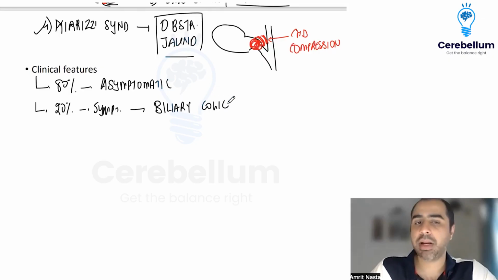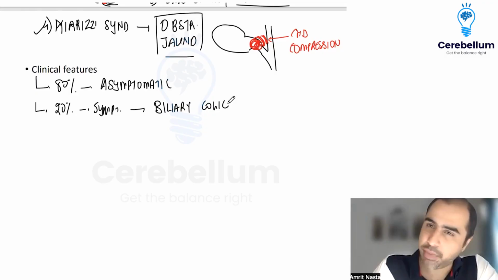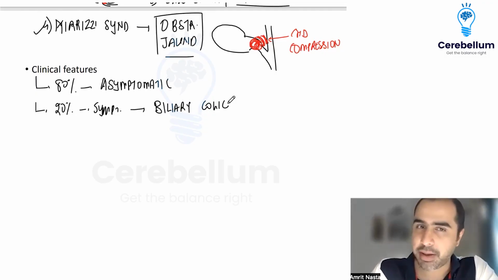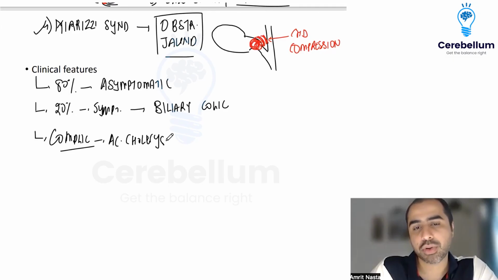You will present with biliary colic. Normally, you get sharp pain in the right upper quadrant after eating fatty meals. That is called biliary colic. On the other hand, the patient can present with complications. So he can present with acute cholecystitis. That is the most common complication.